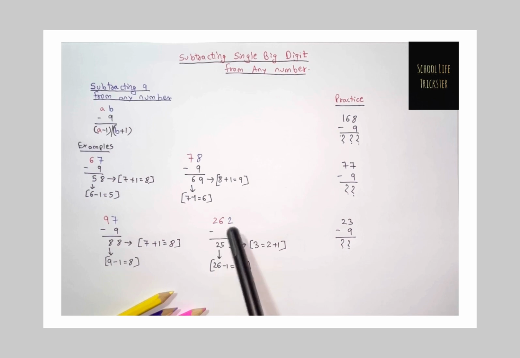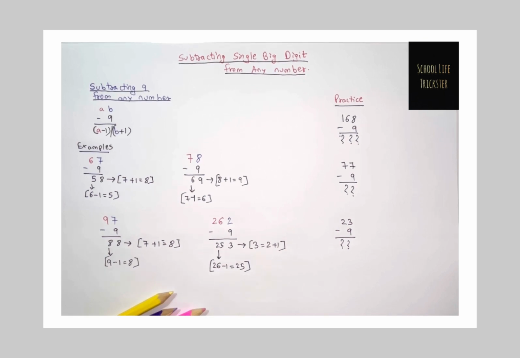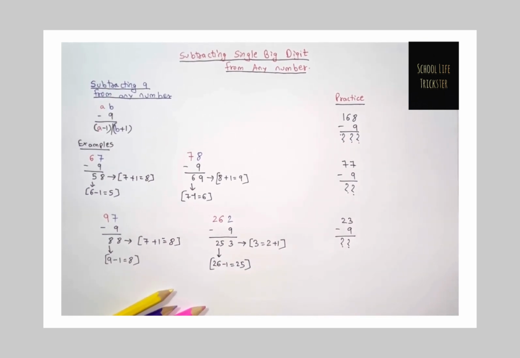Over here 262 minus 9 equal to 253. That is 2 plus 1 equal to 3 and 26 minus 1 is 25. Now practice this by yourself.